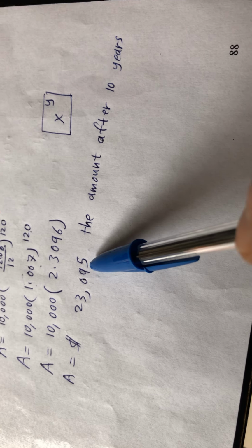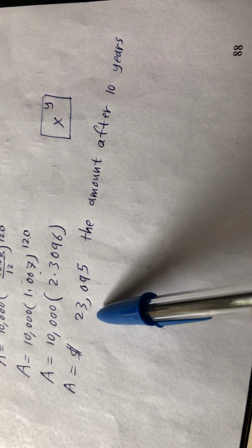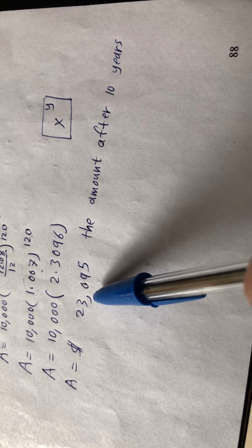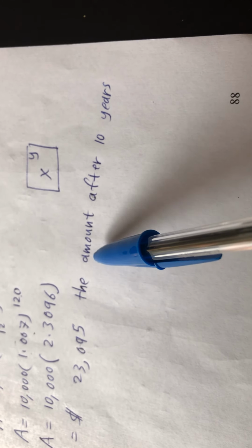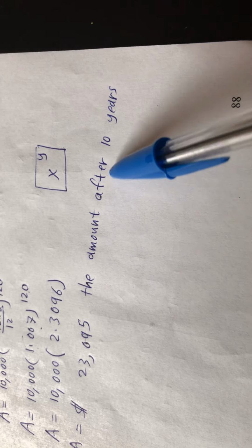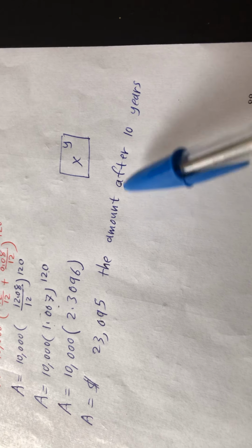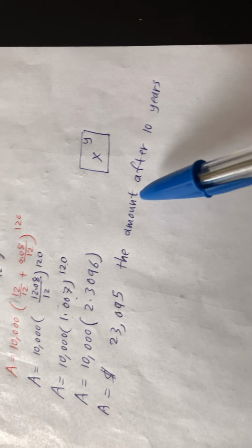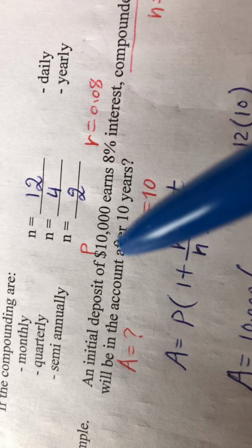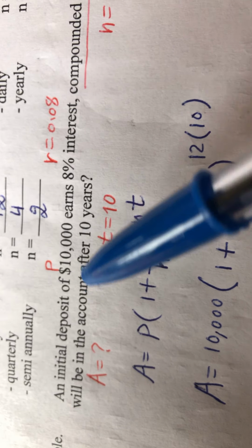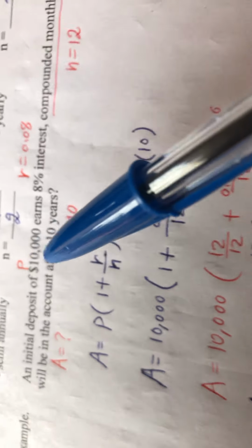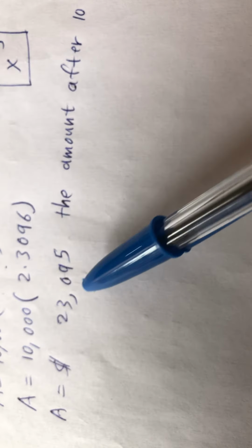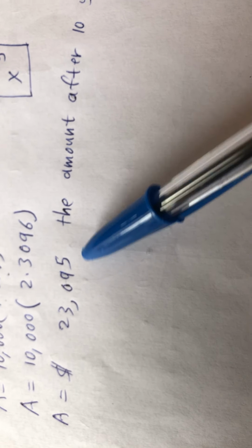So the future amount is $23,095, the amount after 10 years. So after 10 years, the initial deposit, which is $10,000, becomes $23,095.